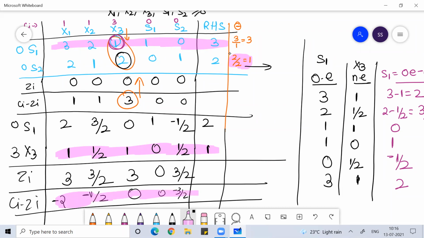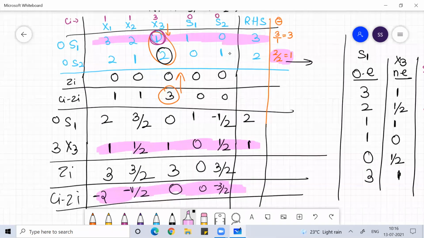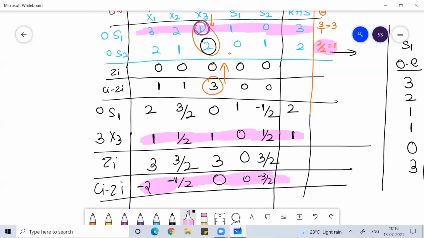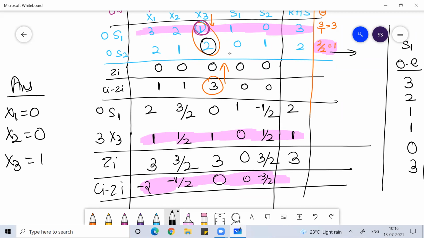So I told you we'll solve the problem till the time we don't get all Ci minus Zi values either 0 or negative. Here, your Ci minus Zi values are all 0 or negative, which means you get the feasible solution. So you can find the maximum value also, which would be equal to 3 only. The answer for the problem: x1 is 0, x2 is 0, x3 is equal to 1, and the maximum value of z is equal to 3. This is your final answer.